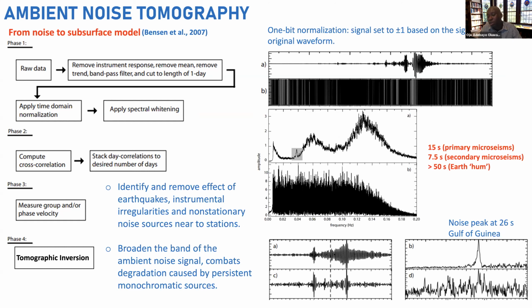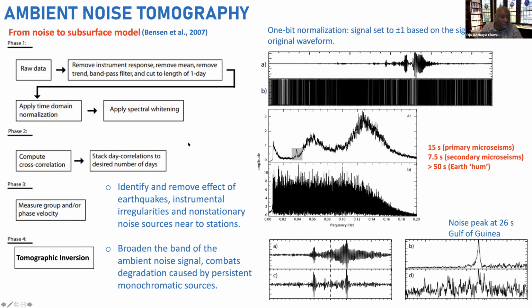Also, a branch of ambient noise study is to study the noise sources, where these noises are coming from. We have some very persistent monochromatic noise sources, and one of them has been identified to be located in the Gulf of Guinea. The noise source is dominant at about 26 seconds. You need to remove those kinds of signals also. If you do spectral whitening and all of that, it removes this signal. Like you see, after the data processing, the peak is gone, and you then have a much more uniform data set.